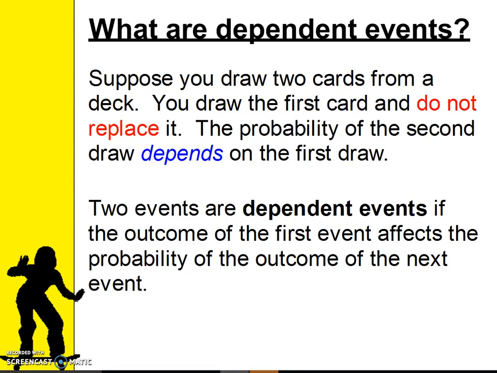Dependent events. Suppose you draw 2 cards from a deck. You draw the first card and do not replace it. The probability of the second draw depends on the first draw. 2 events are dependent events if the outcome of the first event affects the probability of the outcome of the next event. Let's take a look at some examples.